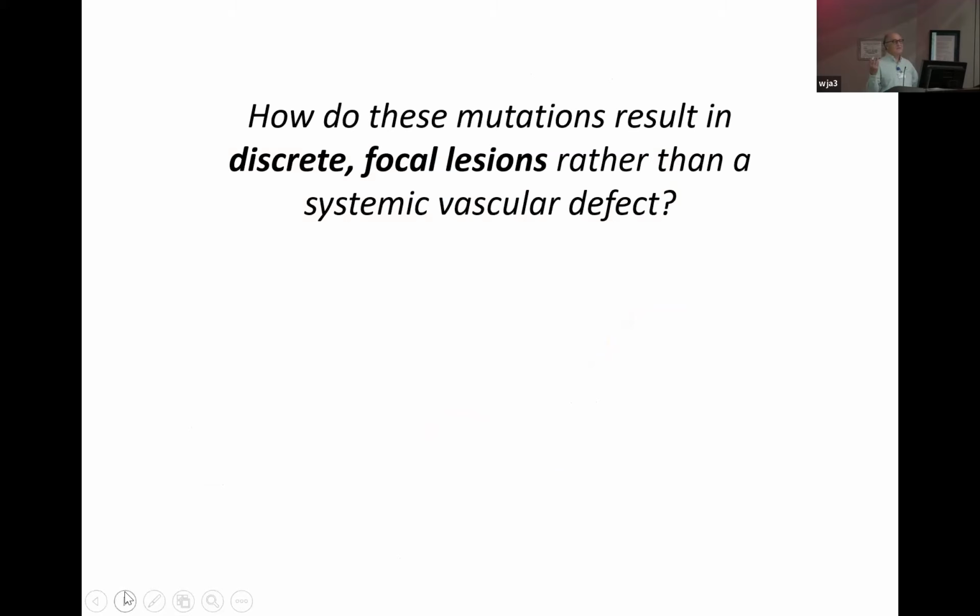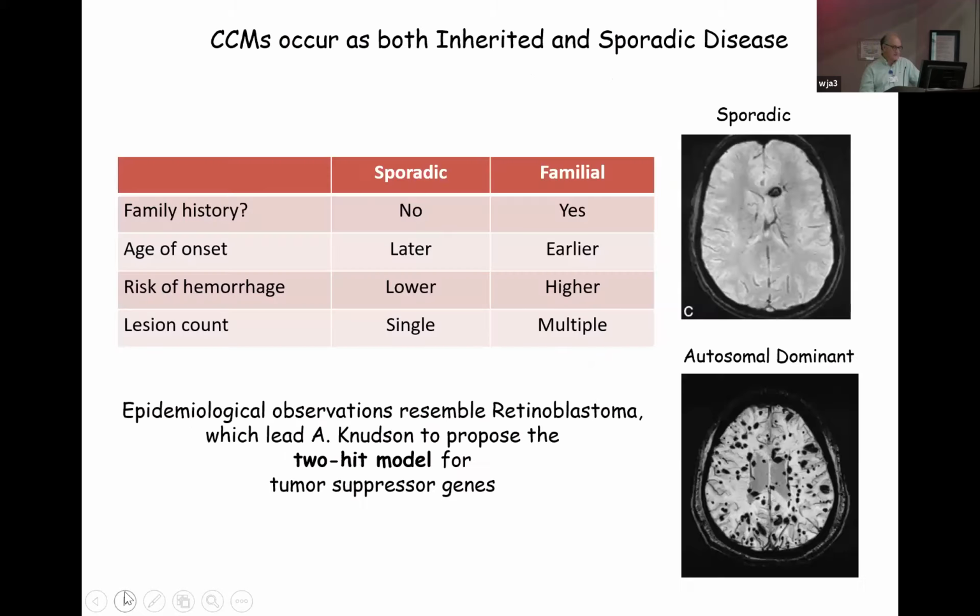So anyways, those are the three founder mutation stories I wanted to tell. Let's get back to some biology. How do these mutations result in discrete focal lesions? Remember that every cell in your body has whatever mutation you inherited, and yet these cerebral cavernous malformations are very focal. And in fact, a clue comes from the epidemiology of the disease.